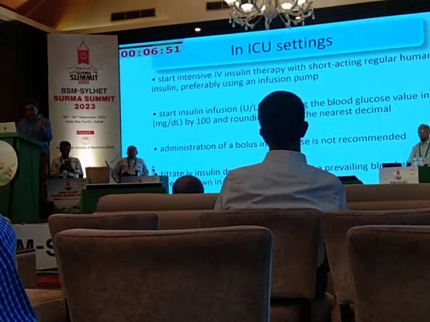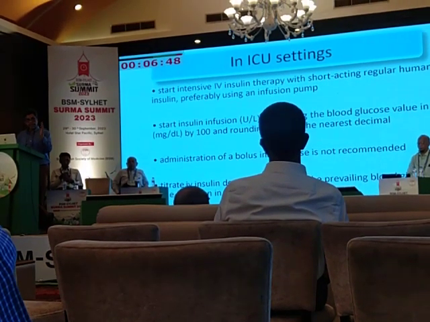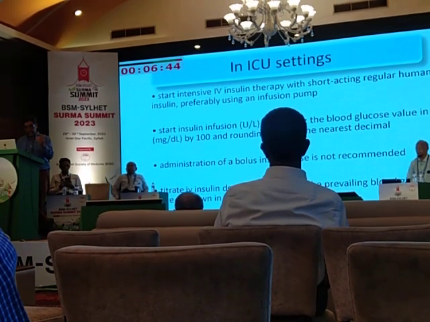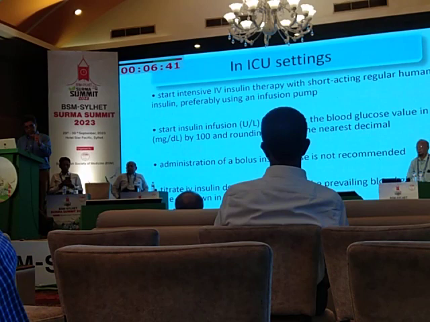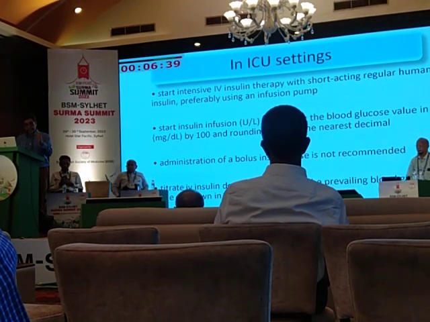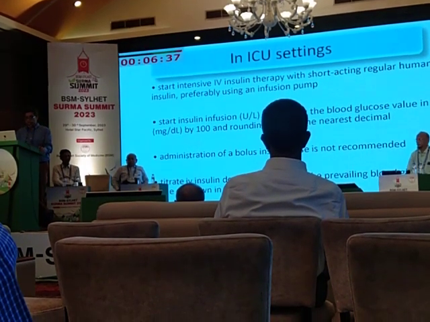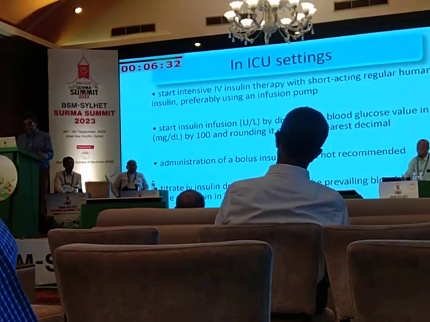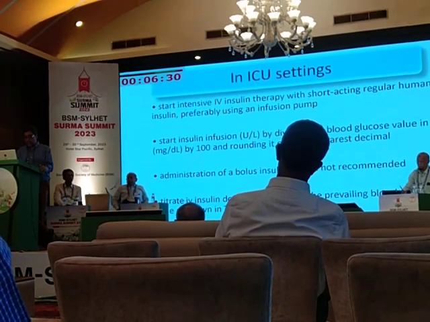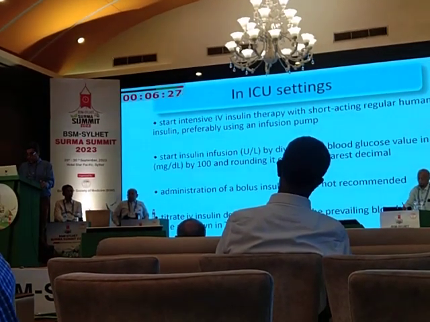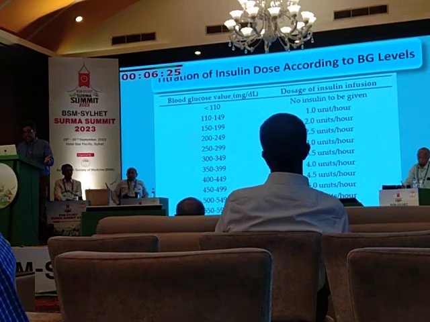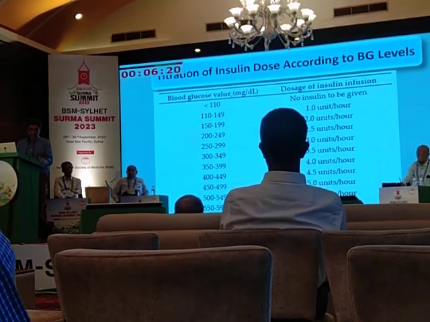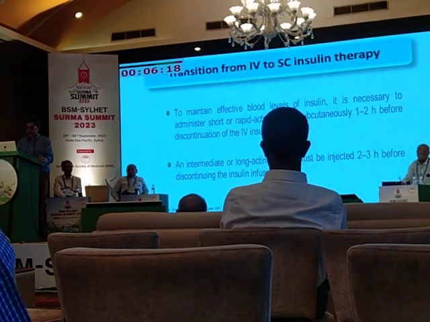Thus, if a patient is admitted and the patient's blood sugar is 280 milligram per dl, what should the dose be? The dose should be 280 divided by 100, that is 2.8. The nearest figure is 3, so we give 3 units of insulin per hour. Addition of a bolus insulin dose is not recommended, and we titrate the IV insulin dose according to the prevailing blood glucose value as shown in the table. I've already mentioned that if it is less than 110, no insulin; 110 to 149, that's 1. This is a similar formula to what I have already mentioned.